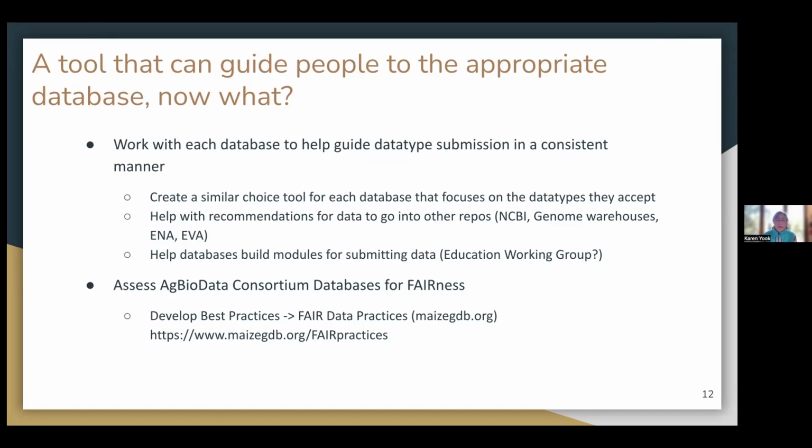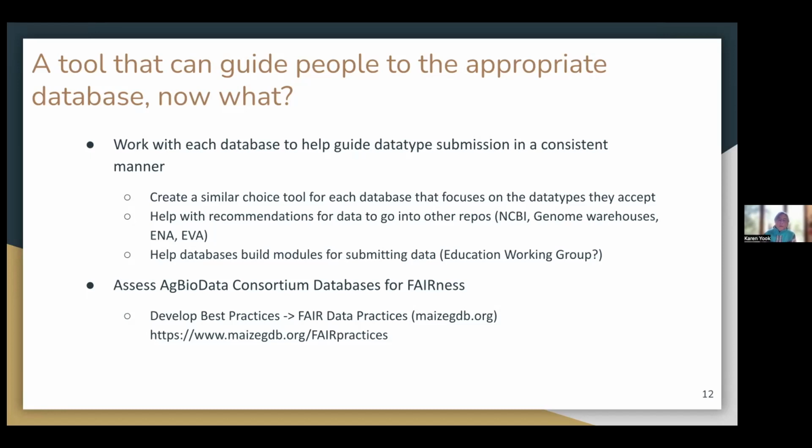Also, just building more modules for how to submit data, so we can work with the databases to keep even the submission language the same, so that people know from place to place what's going on.